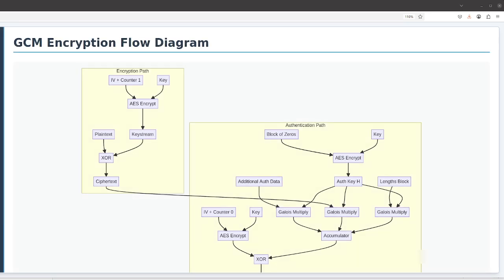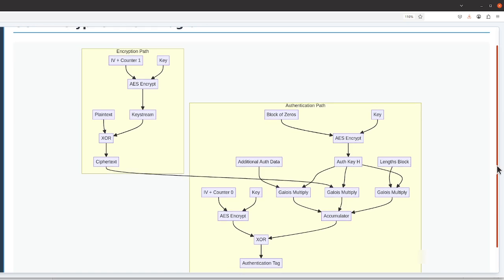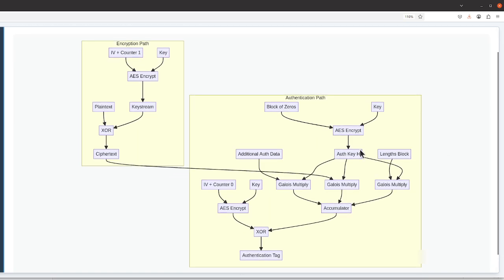GCM encryption flow diagram. The diagram on this slide shows the complete GCM encryption flow. At the top, we have the encryption path. The IV and counter go into AES encryption with the key, producing a keystream. The keystream is XOR'd with plaintext to produce ciphertext. This is exactly the CTR mode encryption we learned about previously.